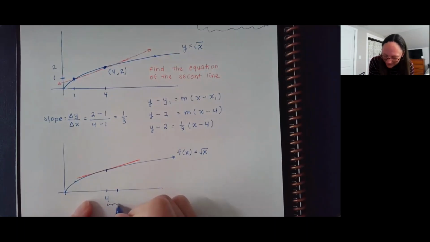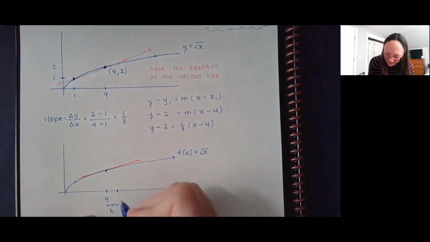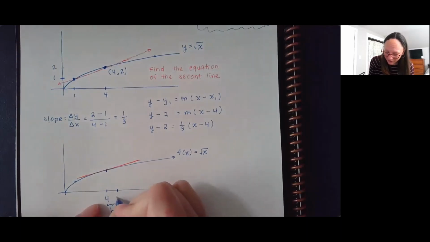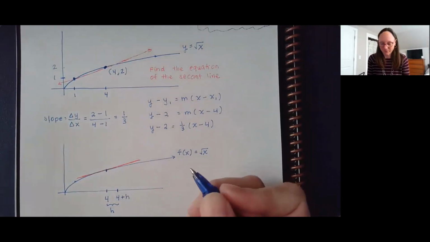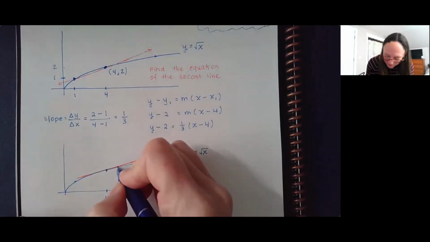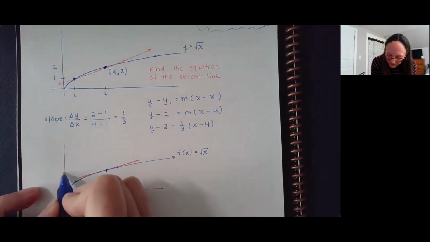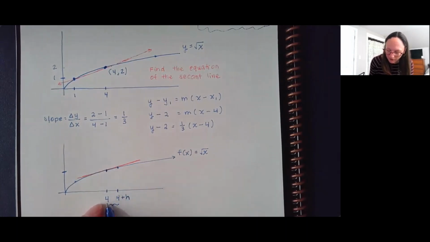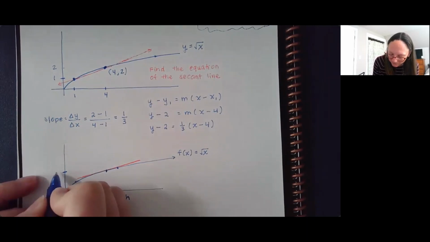And I'm going to call that distance h, because it's just a hair away. And that means that if this was an x value of 4, then my new x value is 4 plus a hair, or 4 plus h. Now, if I go up to my graph, I know that at 4, that y value would come from me plugging 4 into the function. And the square root of 4 is 2.